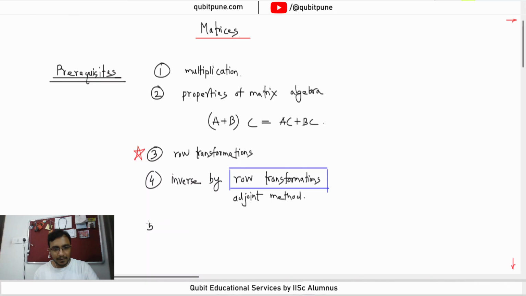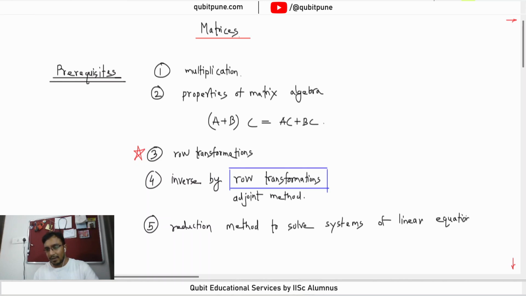Fifth one, the reduction method to solve the system of linear equations. Yes, that is method of elimination basically. Well, if you do not know or if you are unable to recall, that's fine. I will anyways be giving you a quick review of the whole of matrices that we have.